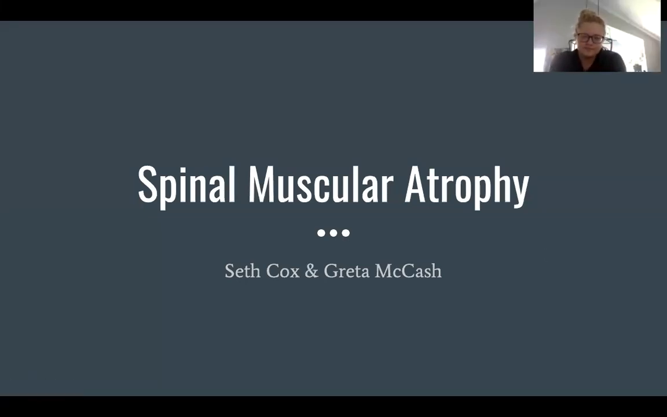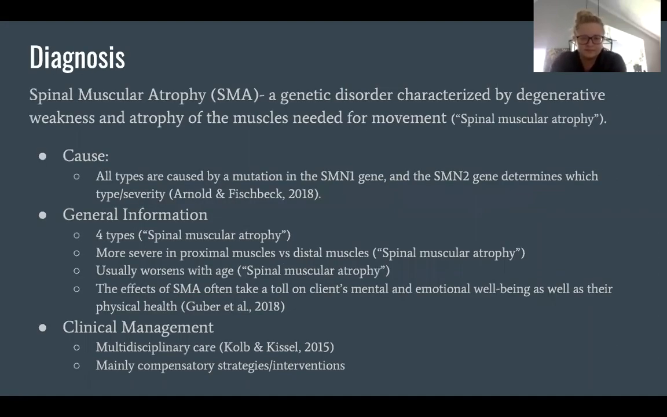Greta and I had spinal muscular atrophy. So the diagnosis, spinal muscular atrophy, also abbreviated as SMA, which is what we're going to be referring to it as throughout the presentation. It's a genetic disorder characterized by degenerative weakness and atrophy of the muscles needed for movement.